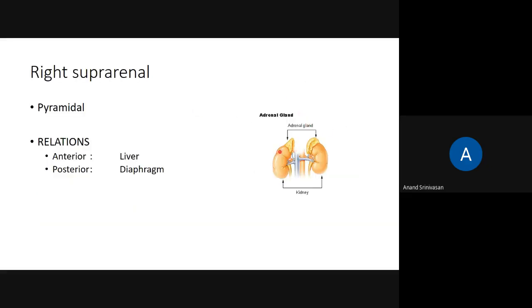The right suprarenal gland is pyramidal in shape, whereas the left one is half crescent or lunate shaped. The structure located anterior to the right suprarenal gland, you know, the right hypochondrium is mostly occupied by the liver, so the anterior relation would be the liver, and posteriorly, since it's a retroperitoneal structure, the posterior relation would be the diaphragm.